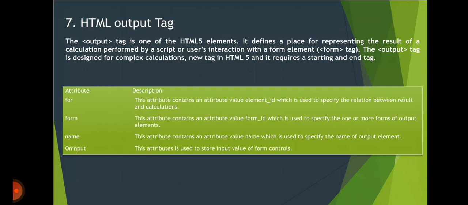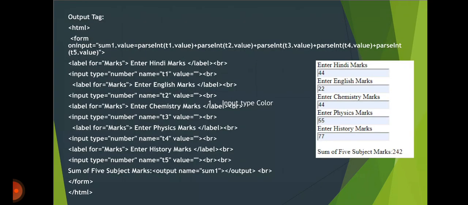Attribute and description. For: this attribute contains an attribute value of element ID which is used for specifying the relation between result and calculation. Form: this attribute contains the attribute value of form ID which is used for specifying one or more forms of output elements. Name: this attribute contains attribute value name which is used for specifying the name of the output element. And input: this attribute is used to store the input value from the control.